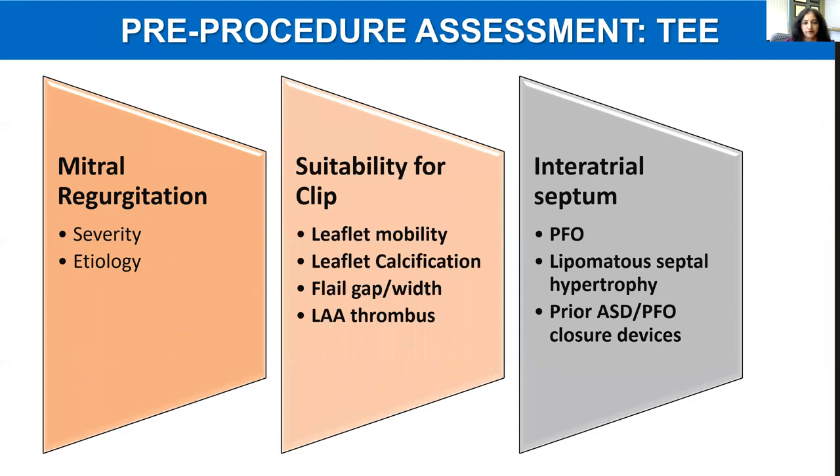And when I assess a patient for MitraClip, I really do it on TEE. The first thing I do is I look for their mitral regurgitation, how much it is, and what is the etiology. The second thing I look for is their suitability for clip: leaflet mobility, calcification, presence of an LAA thrombus, which is a contraindication of the procedure. And then because MitraClip is a transseptal access, the third thing I look at is the interatrial septum. And these are not things that are contraindications to proceeding, but a PFO, severe lipomatous septal hypertrophy, prior ASD or PFO closure devices will definitely increase the complexity of the case.